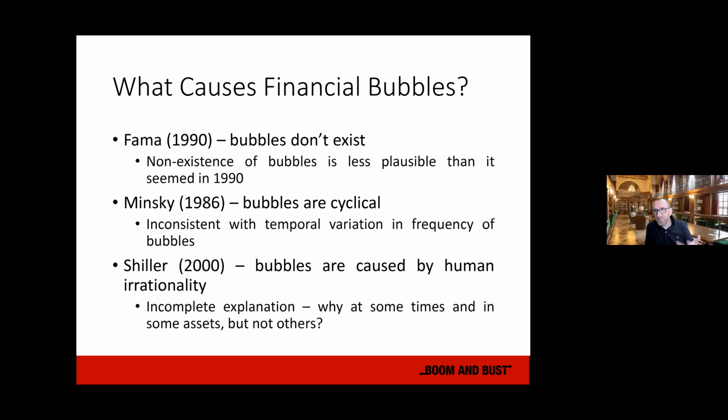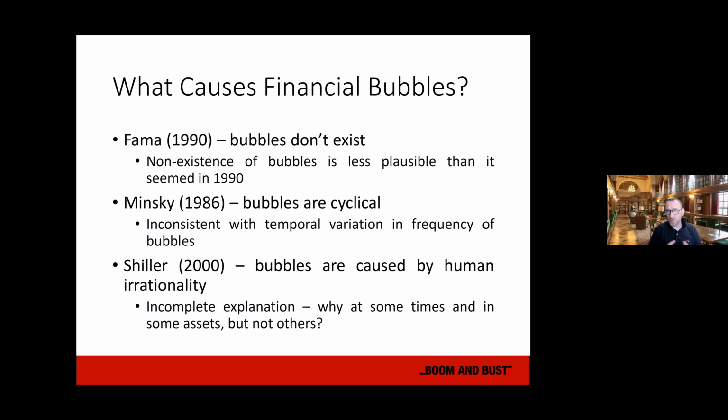It's just an inbuilt feature of capitalism, but that's not what we're finding when we look at 300 years of history, because we find this huge temporal variation in the frequency of bubbles. Occasionally there's been 100 years between bubbles, and other times, more recent times, it's been 5 or 6 years between major bubbles.